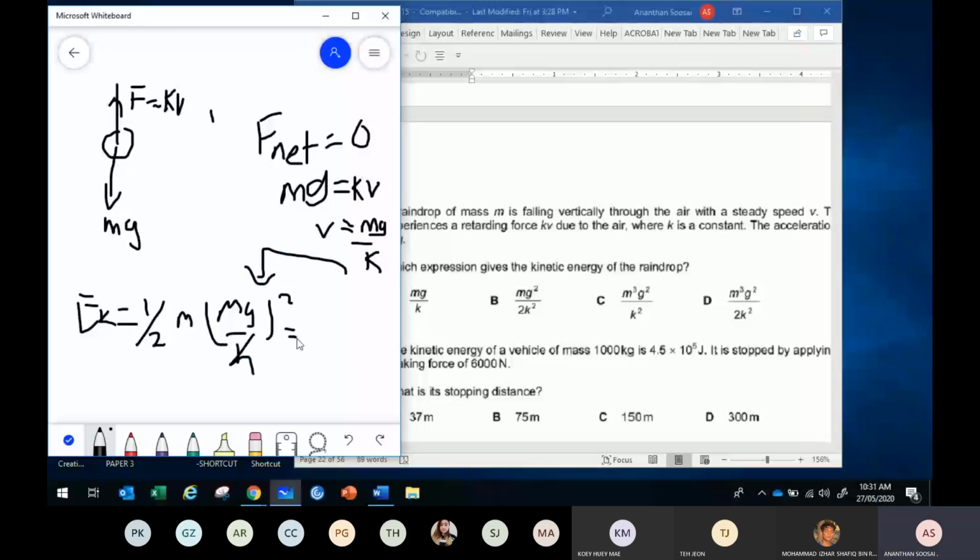So it becomes half. So it's going to be m cubed g squared over k squared. K squared, yeah, that's good. So the answer is going to be D.